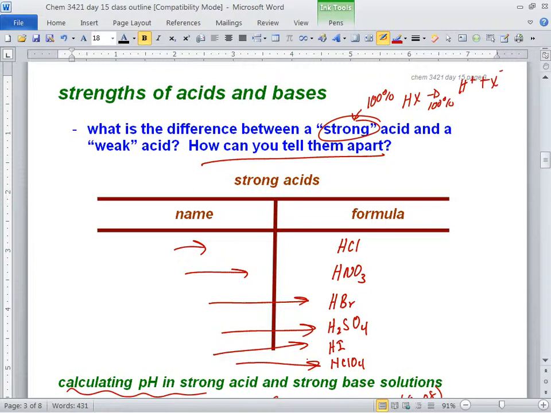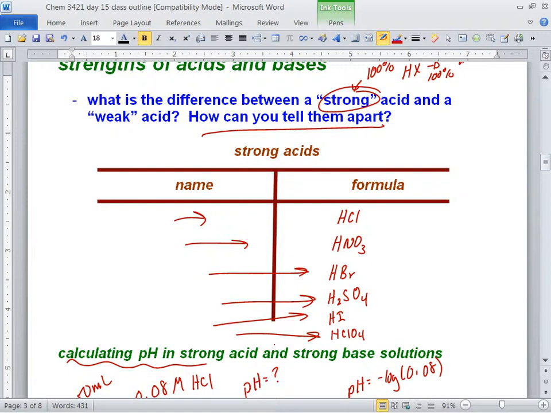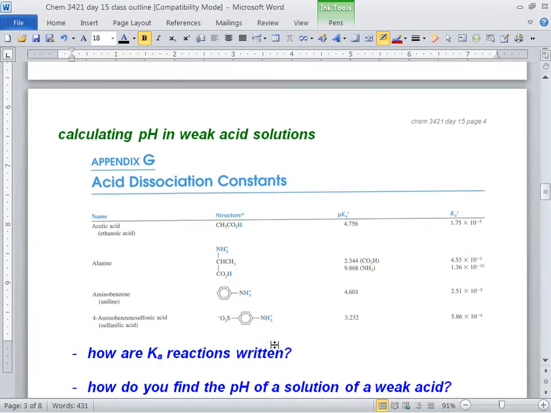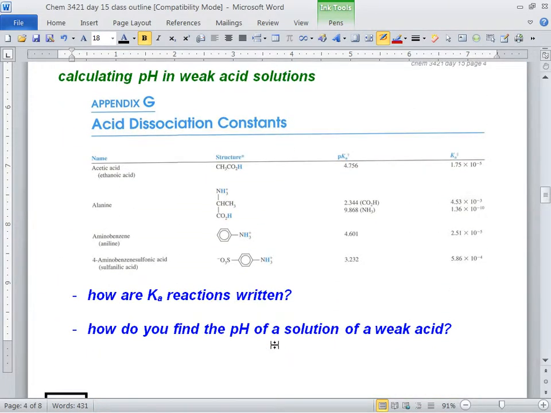Again, the reason why is because of what Sabina said. You know these 6, then you know how to do all the easy ones. So if it's not one of these easy ones, you'll have to calculate the pH of weak acids. Calculating the pH in weak acid solutions.